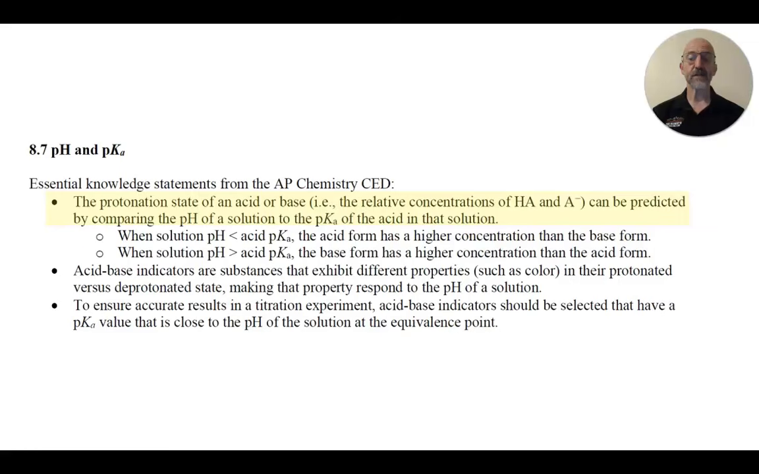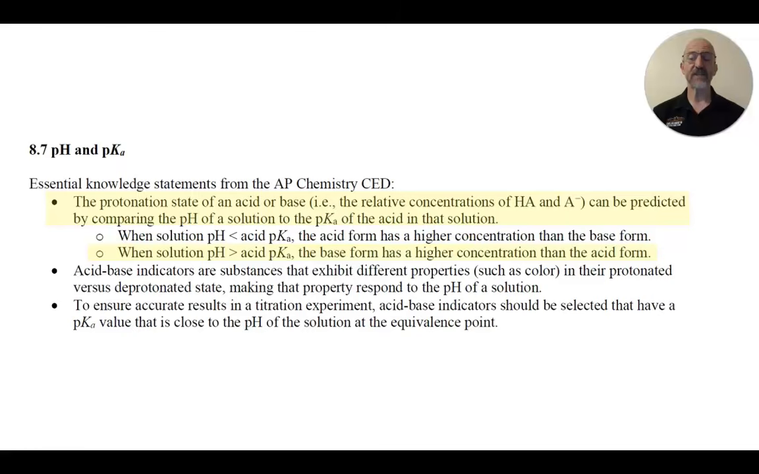Now, when solution pH is less than the acid pKa, then the acid form, or the HA, has a higher concentration than the base form, A-. On the other hand, when the solution pH is greater than the acid pKa, now the base form, or A-, has a higher concentration than the acid form, or HA. And if you're wondering, what if the pH is equal to the pKa?